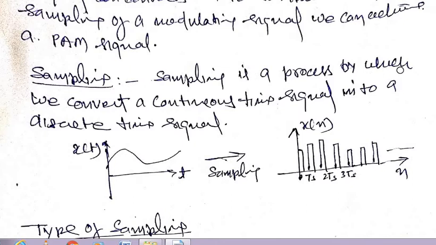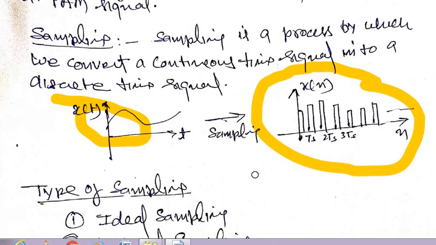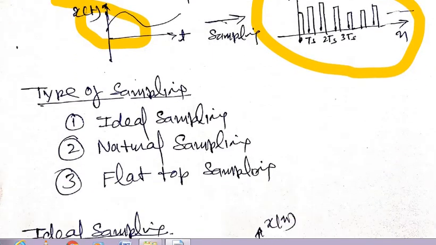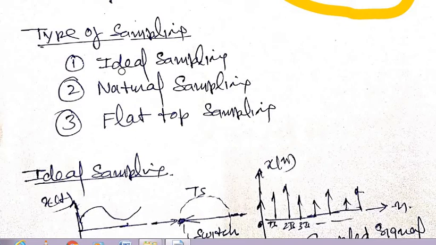Sampling is a process by which we convert a continuous time signal into a discrete time signal. You can see in this figure, this is a continuous time signal x(t), and after sampling it is converted into a discrete time signal. Now the types of sampling. There are three types of sampling: first is ideal sampling, second natural sampling, and third flat top sampling.